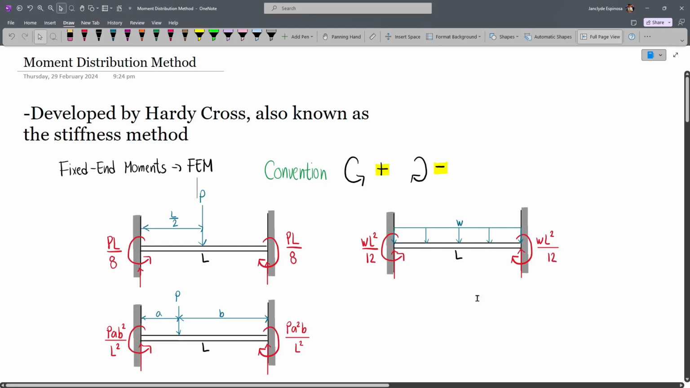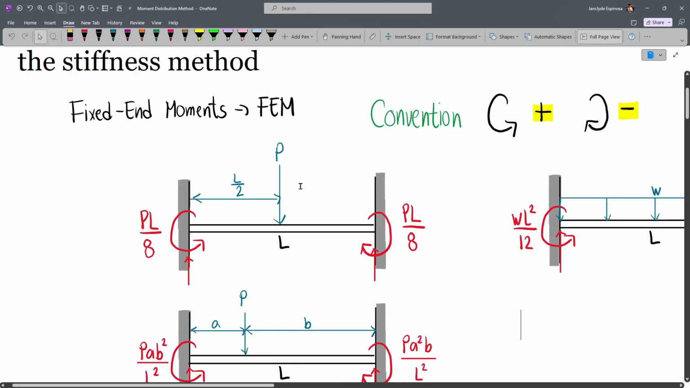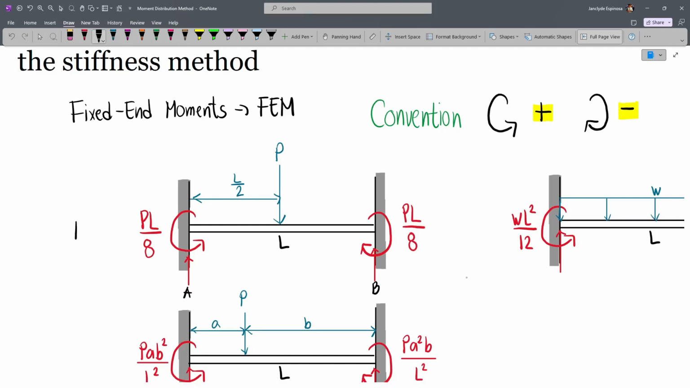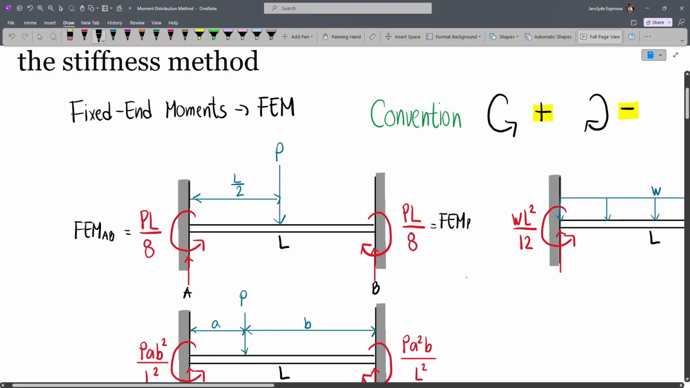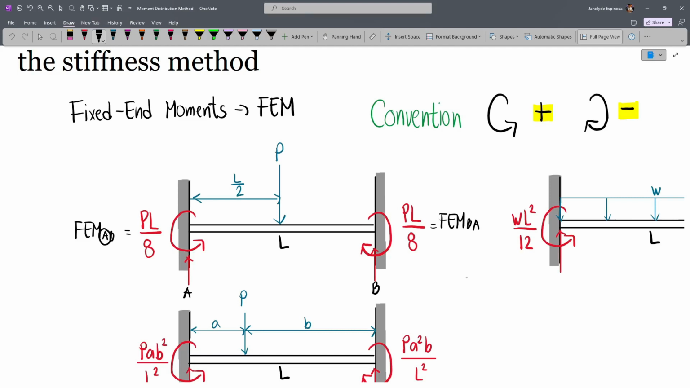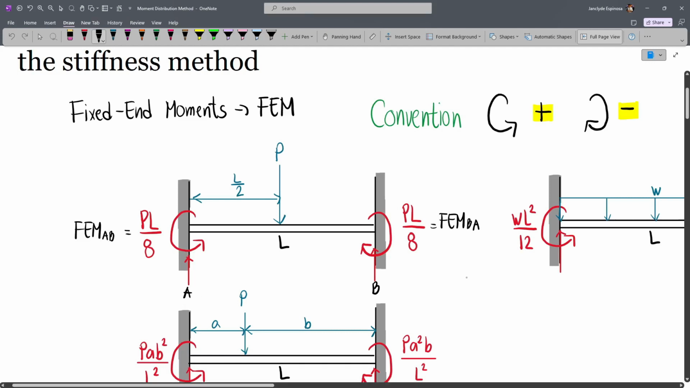Now, we already have derived formulas para sa mga FEM ng common loadings natin. So, if we have a concentrated load P na nasa midspan, yung FEM will be PL over 8, and dito will be PL over 8 then. Now, itong nasa left side, if this is, let's say, AB, ito yung FEM AB. And then itong sa kabila, this is FEM BA. Or simply, yung unang letter dito is kung saang point siya nag-a-act. And then dito rin, since nasa B yan, ito yung first letter.